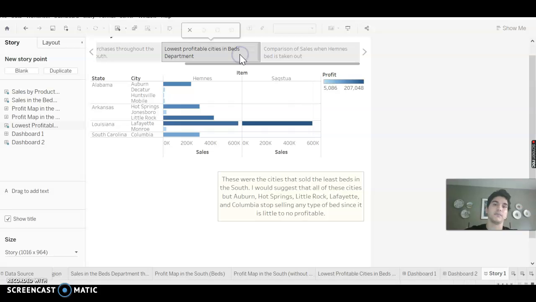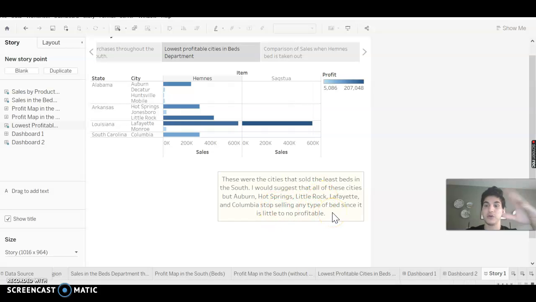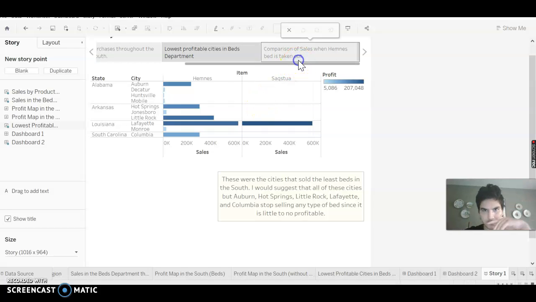And then in the profits, there were the cities that sold the fewest beds in the South. I would suggest that all of the cities, but Auburn, Hot Springs, Little Rock, and Lafayette, stop selling any type of bed since it's very little to no profit, and should just focus on the different items and departments that the company has, like appliances and the other one.